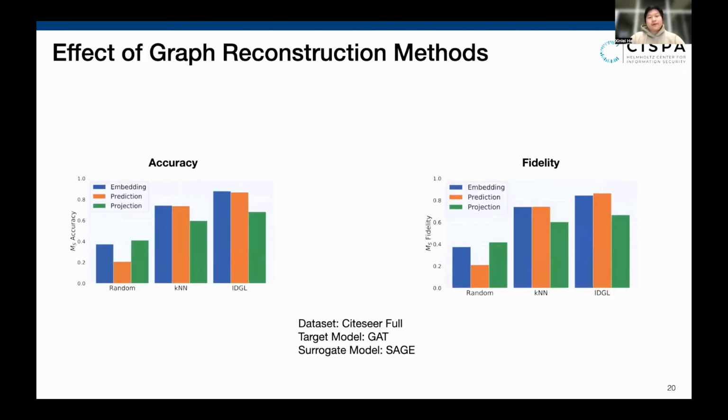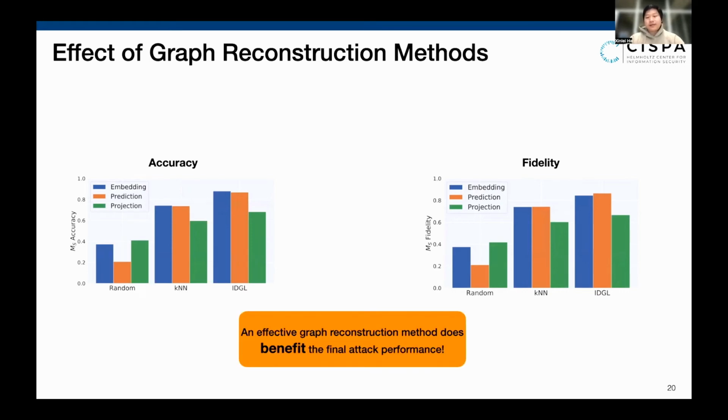We then study the effect of the graph reconstruction method on the final attack performance. We find that compared to random and KNN graph reconstruction, the IDGL reconstruction achieved better performance. This indicates that an effective graph reconstruction method does benefit the final attack performance.